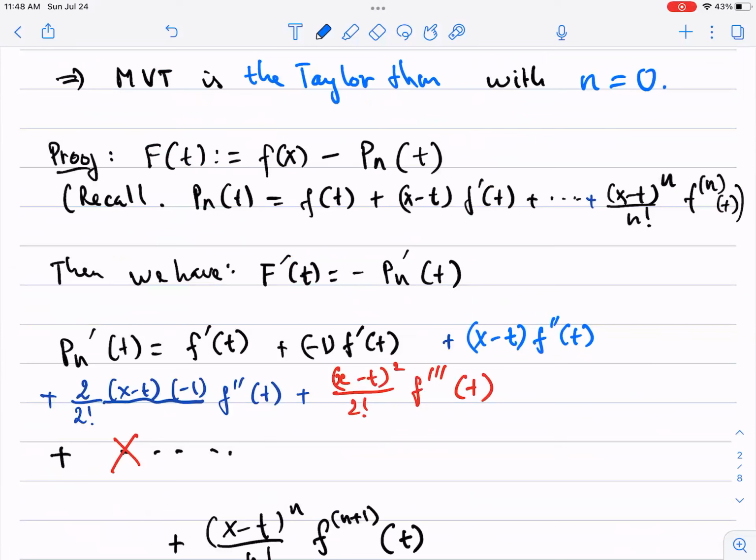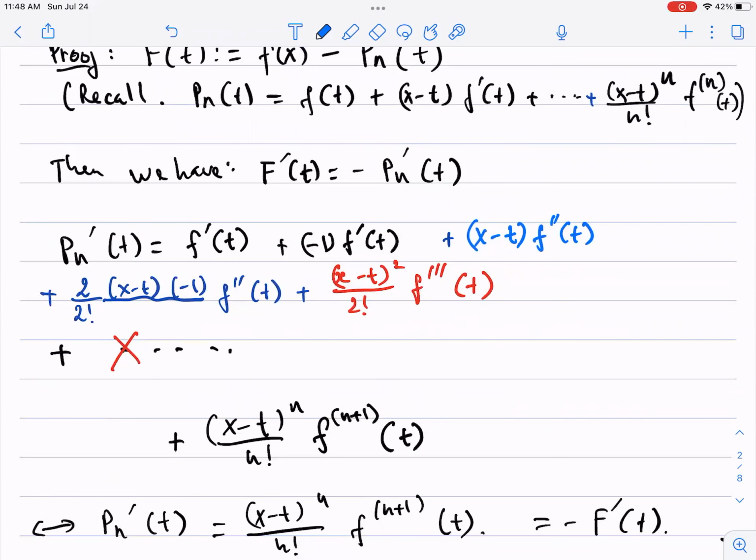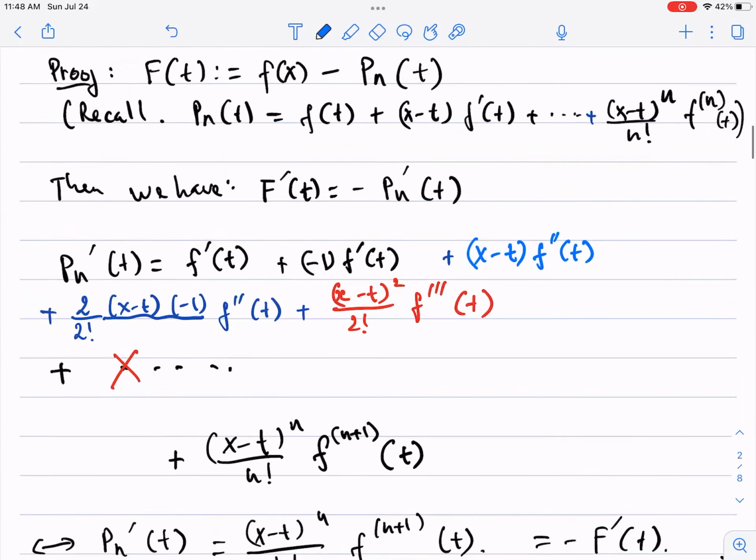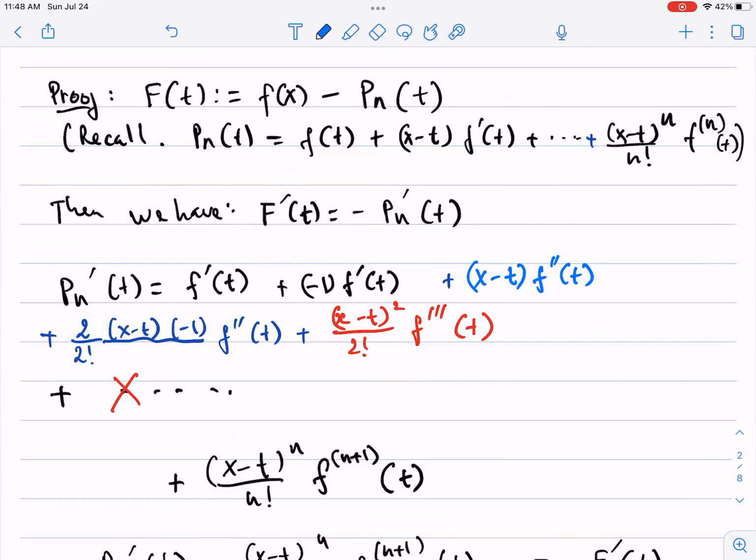Now, the proof here is basically in the same spirit as we saw earlier, using Rolle's theorem as the construction of some special function. The key point I would like to emphasize is that the Taylor polynomial is constructed in a very special way, and it is seen by taking the derivative of this Taylor polynomial.